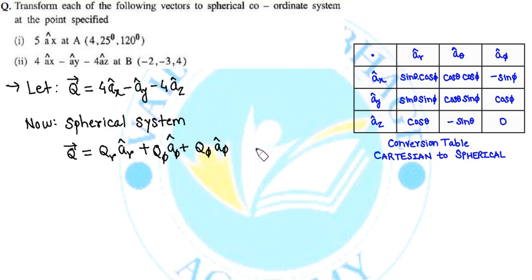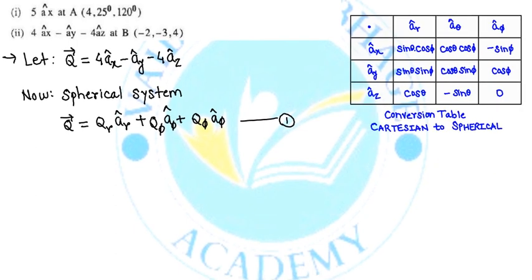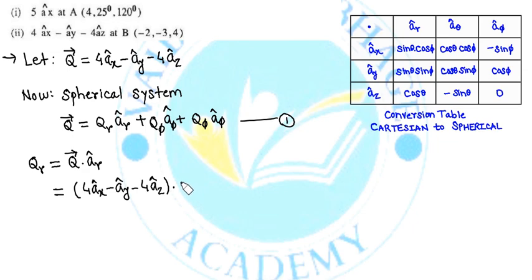Okay, so assign some equation number to this one. Now we will begin with finding the value of that Qr. So what is Qr? Qr is nothing but your magnitude along the R direction, which is basically what? The projection of your given vector Q onto the ar direction. And the vector Q which is given to us is 4ax cap minus ay cap minus 4az cap, having the dot product with ar cap.